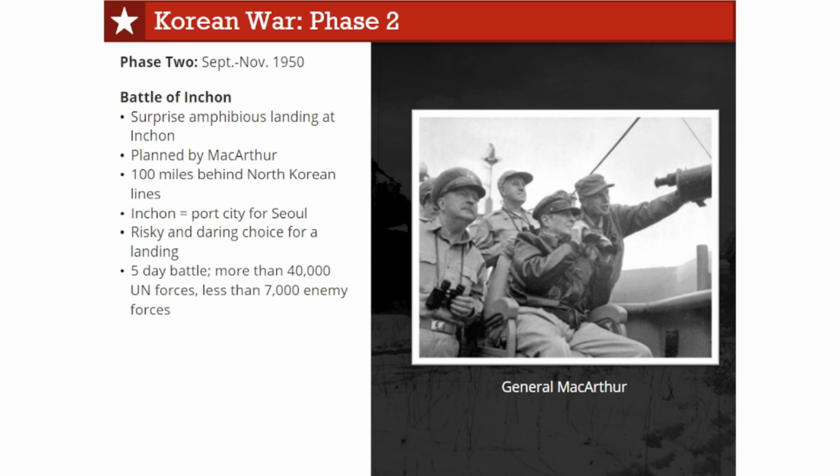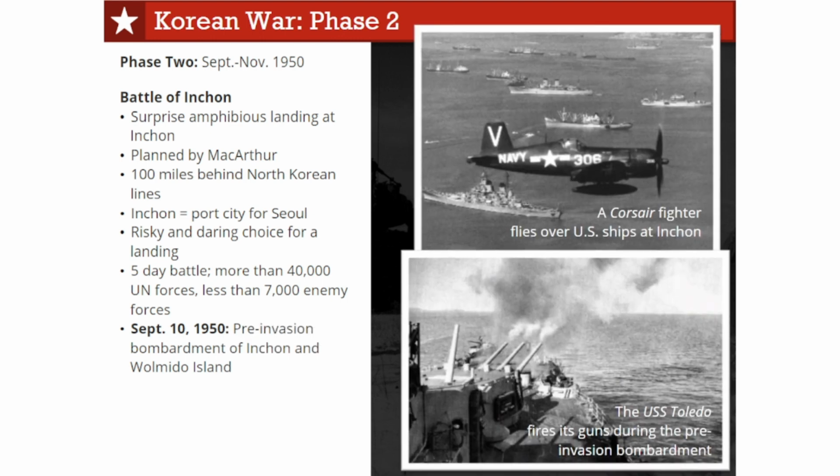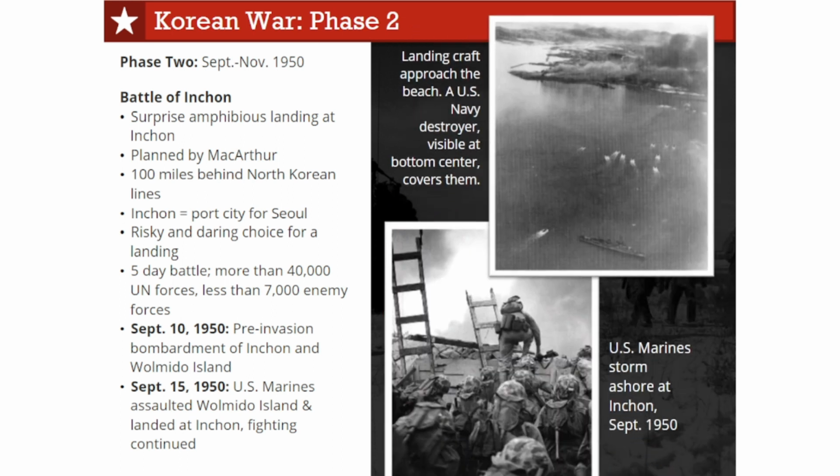less than 7,000. On September 10, 1950, MacArthur instituted naval gun and aerial bombardments of Incheon and Walmido Island. During the bombardments, much of the city of Incheon was destroyed. On September 15th, U.S. Marines assaulted Walmido Island and landed along Incheon's waterfront. Fighting in Incheon continued in the days that followed, but the small contingent of North Korean forces could not hold back UN forces as they advanced towards Seoul.